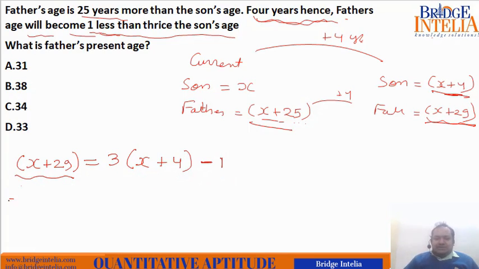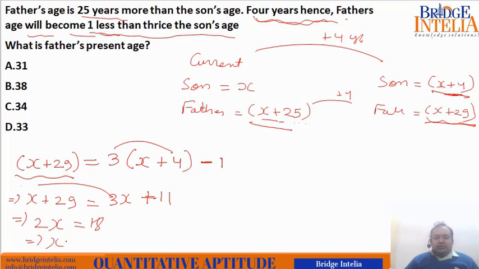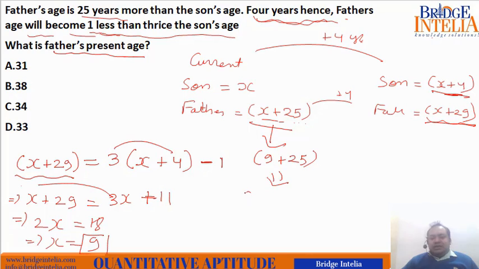So let's solve this. X plus 29 is equal to 3x minus 11. 12 minus 1, so this will be actually plus 11. So from here, 2x is equal to 18, x is equal to 9. What is the question? What is father's present age? So father's present age is x plus 25. So 9 plus 25, 34 years old. So father is currently 34 years old.